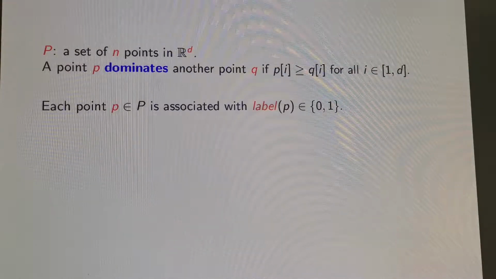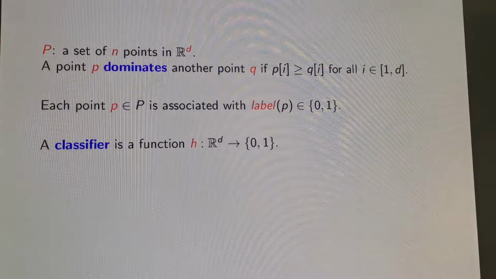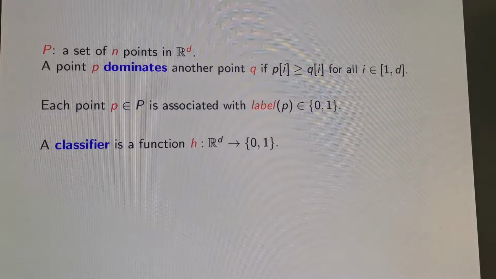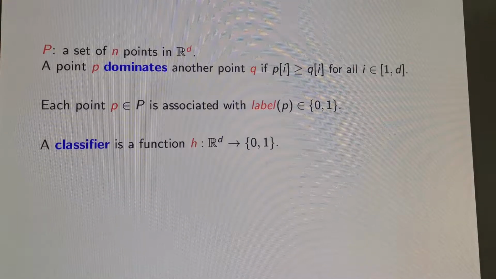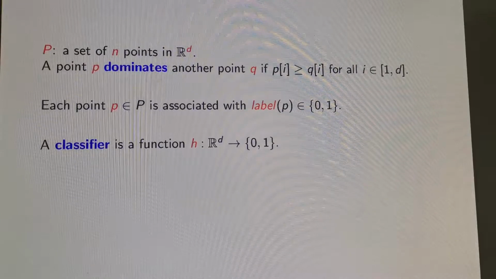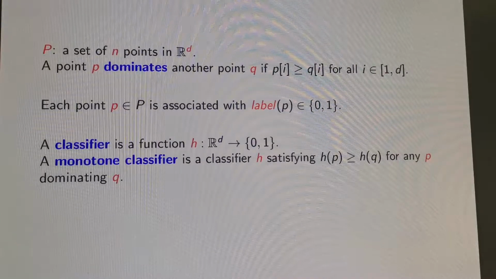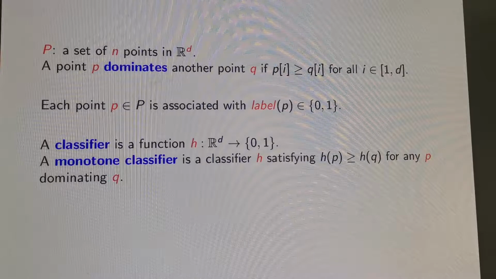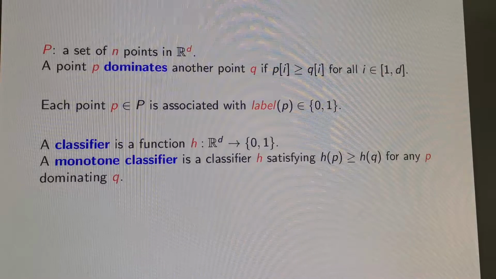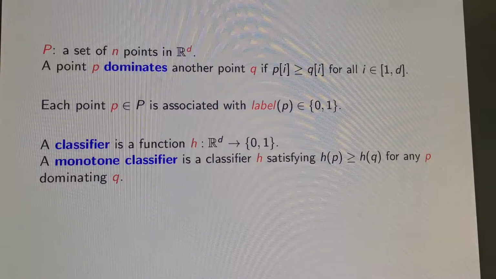Every point in the input is associated with a label. Every label is binary. It can be either 0 or 1. A classifier is simply a function that assigns a label to every point in the d-dimensional space. And in particular, a classifier is called a monotone classifier if it satisfies the condition that you can see here.